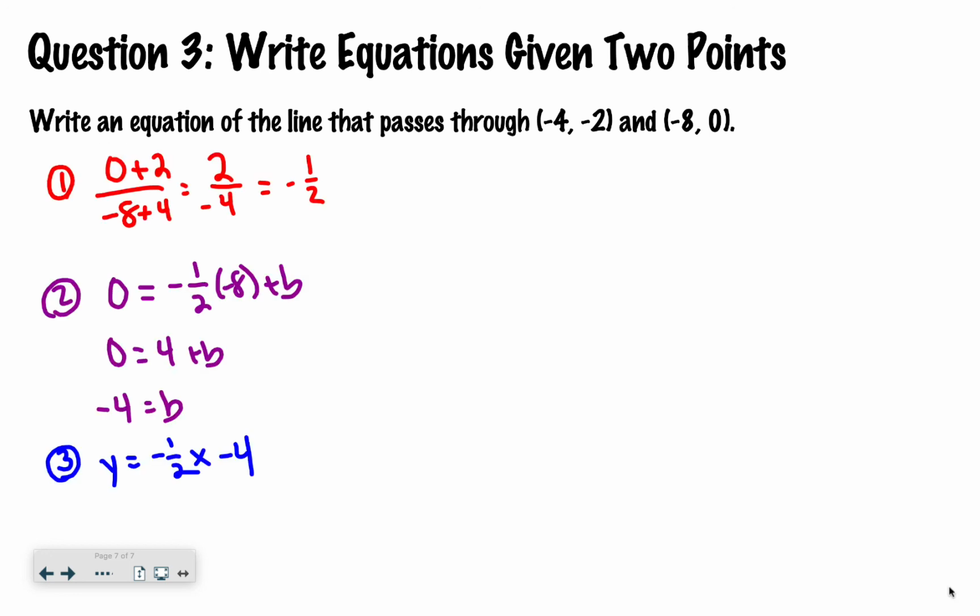All right, for this problem, hopefully you ended up at y equals negative 1/2 x minus 4. You can see my work there. In the first step, I found the slope. The second step, I solved for b. The third step, I put everything together in the final equation.